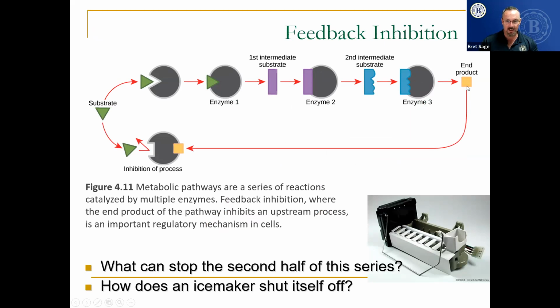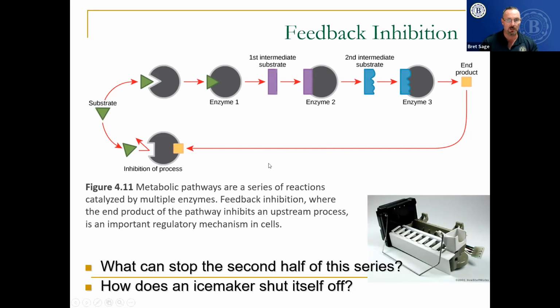Well, if you have this end product and you have enough of it, the body only wants a certain amount. More is not always better. Just the right amount is what is better. So sometimes if you make enough of this end product, what it does is it comes in and prevents the green molecule from turning into the purple molecules. Notice that the shape of the active site has changed. Now you can't take the substrate and head it down the line.